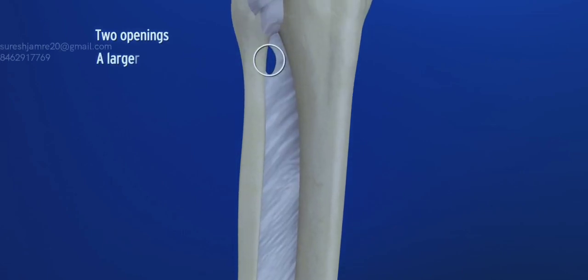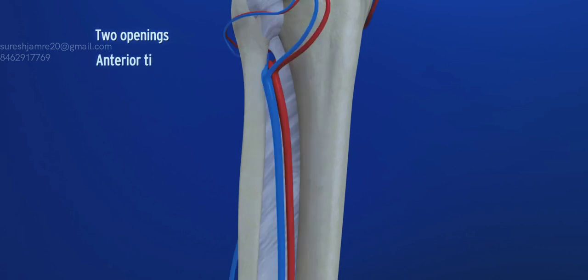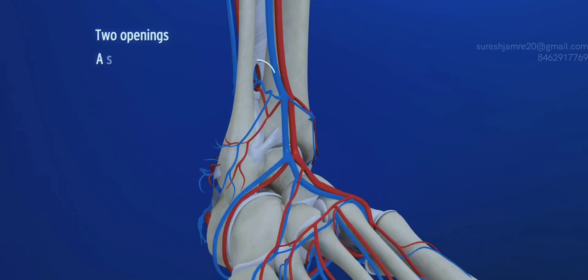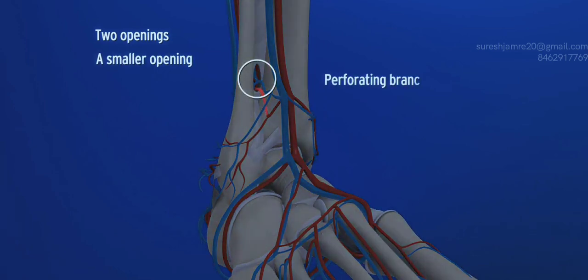It presents two openings. A larger opening in the upper part for the passage of the anterior tibial artery and vein. A smaller opening in the lower part for the passage of the perforating branch of the peroneal artery.